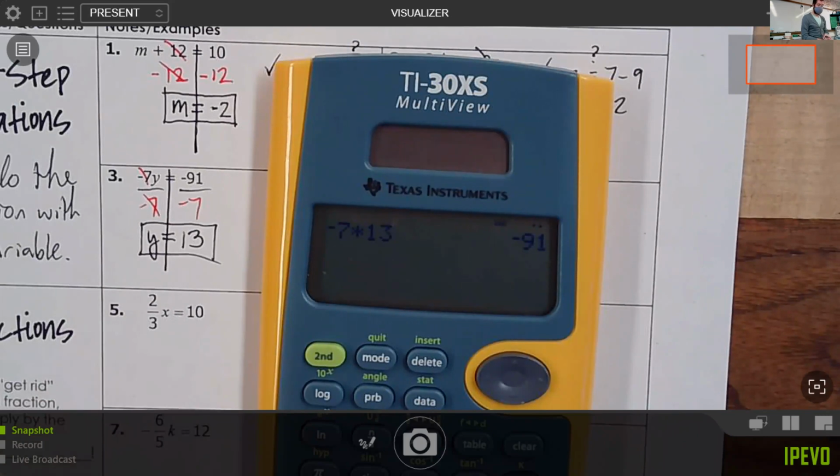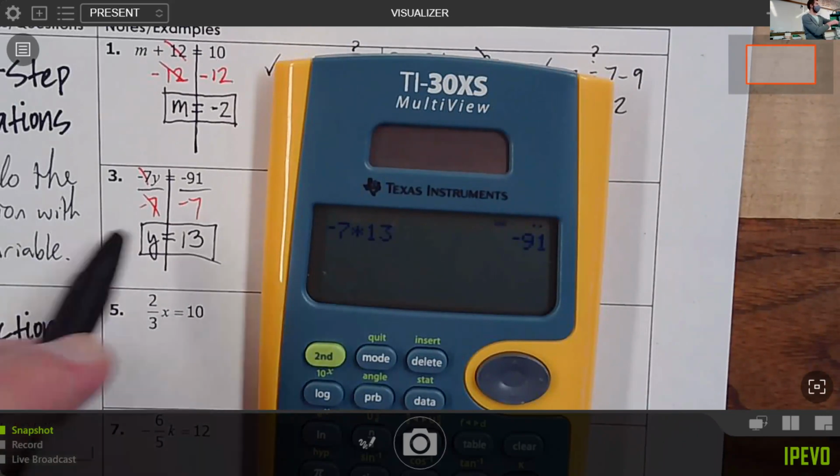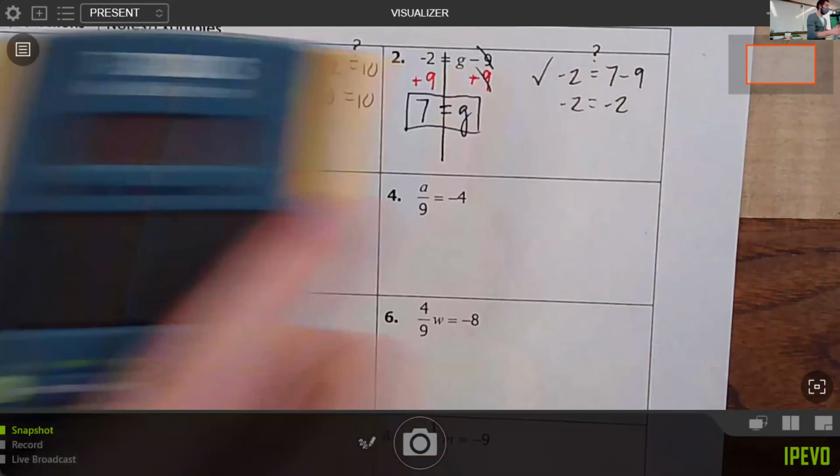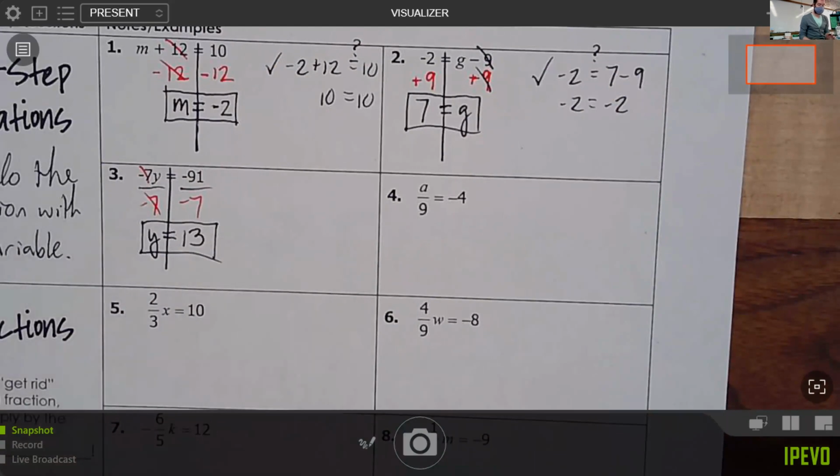If it doesn't work, then maybe go back through and see if there was an error somewhere along the way. So always check your answer on it because you can. If you can check your answer, it's a great thing to do.